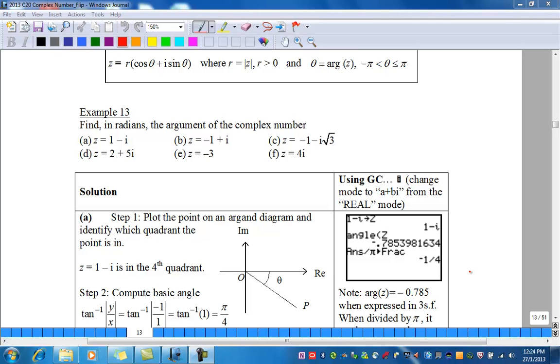Example 13. Find in radians the argument of a complex number. A. Step 1. Plot the point on an Argand diagram and identify which quadrant the point is in.